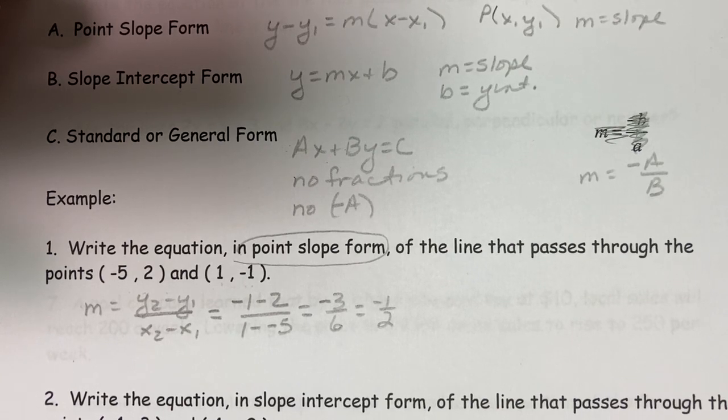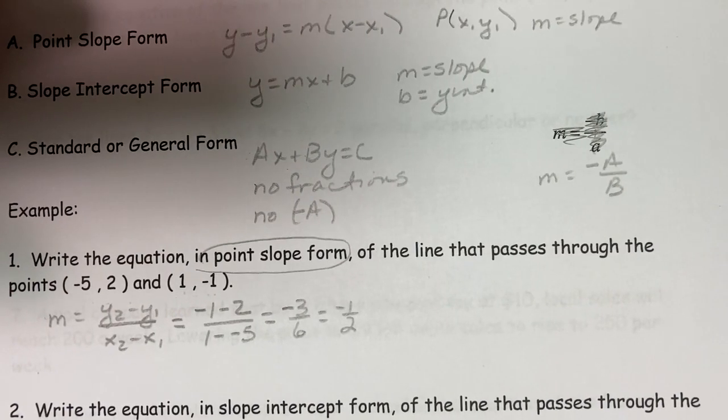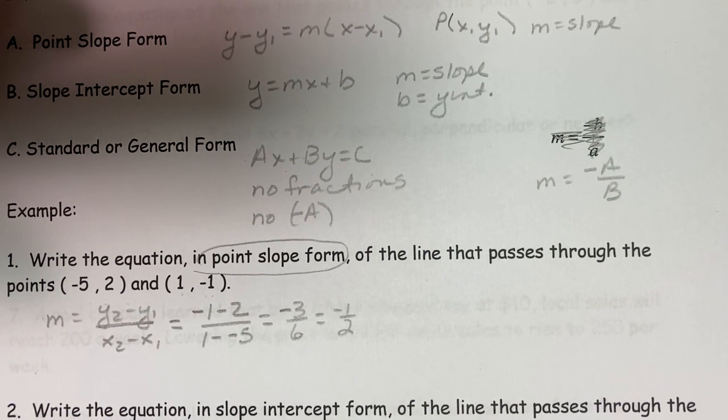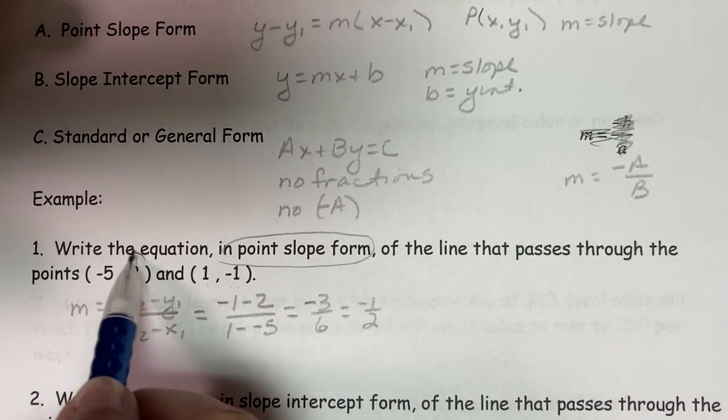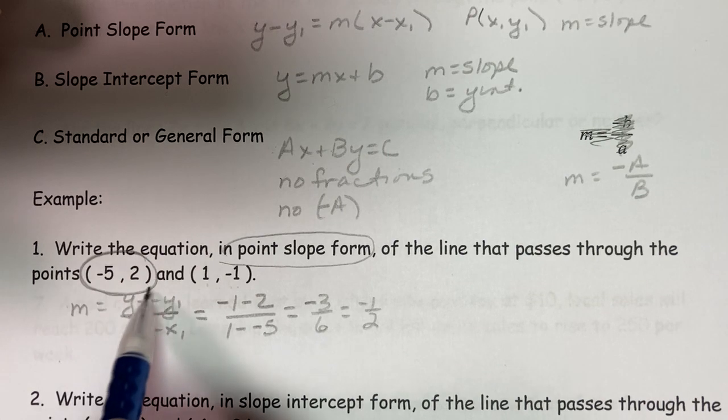So you're always going to go to point-slope form first. And in this case, that's all they're asking for. So to go to point-slope form, you need the slope and you need a point. Only one, and it doesn't matter which one you use. It doesn't matter at all. So for example, I'm going to use this point right here.